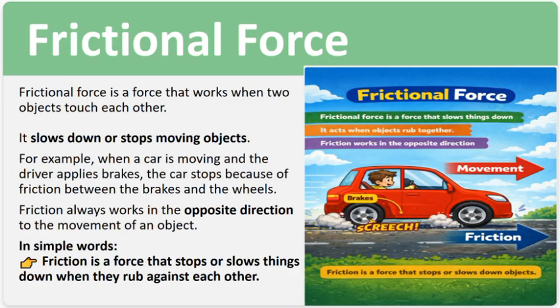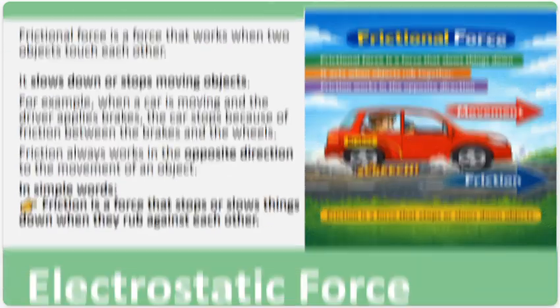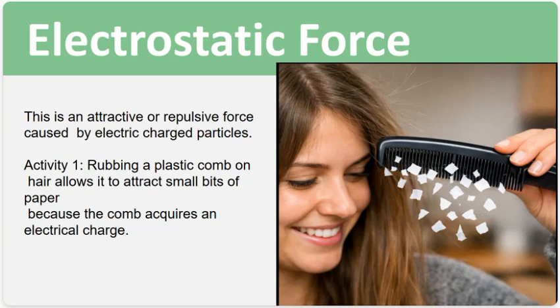Friction slows down or stops moving objects. For example, when a car stops, it is because of friction between the brakes and wheels. Friction always acts in the opposite direction of movement and slows things down when they rub together. Electrostatic force is an attractive or repulsive force caused by electric-charged particles. For example, rubbing a plastic comb on hair lets the comb attract small bits of paper because it acquires an electrical charge.